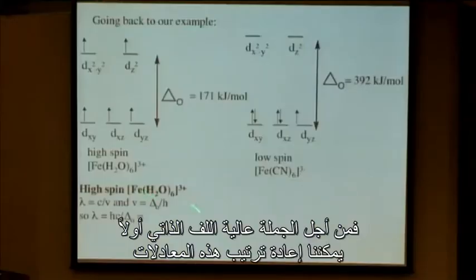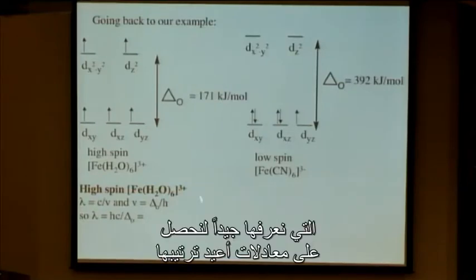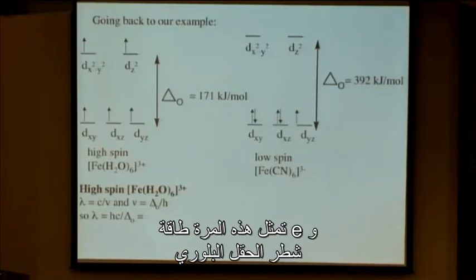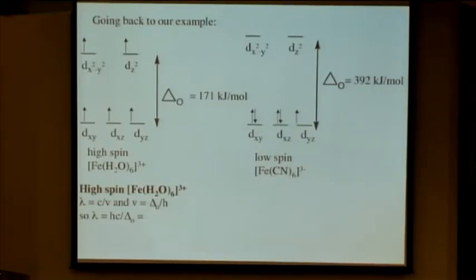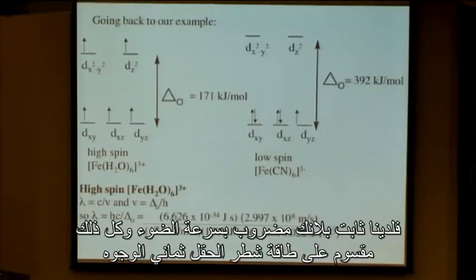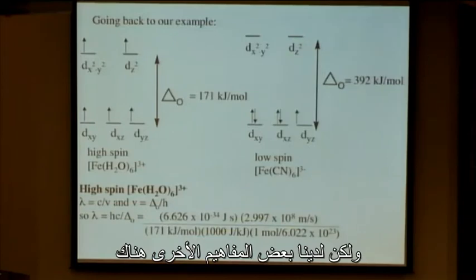So for the high spin system first, we can rearrange these equations, which you know well, to come up with the rearranged equation. The wavelength equals Planck's constant times the speed of light divided by E. And this time, our E is that crystal field splitting energy. So we can put in these terms. We have Planck's constant times the speed of light over our octahedral field splitting energy. Oh, but then we have some other terms here.